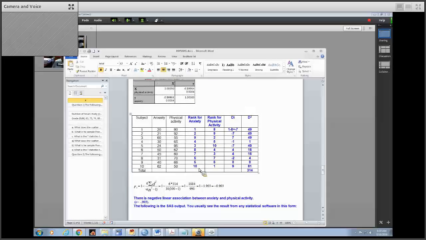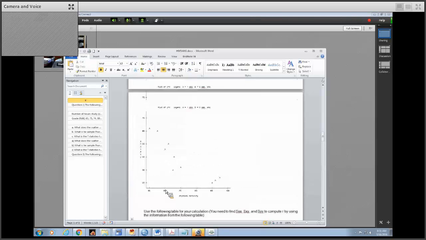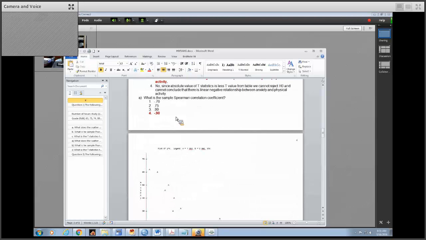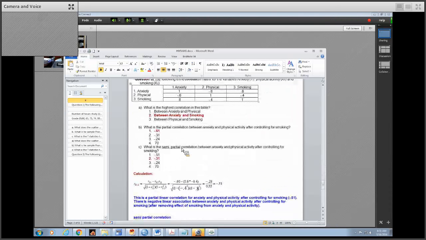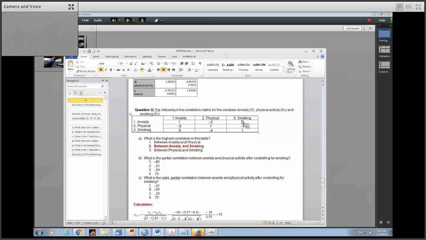Calculating the Spearman correlation, again, you rank the anxiety, you rank the physical activity, you take the difference, for example 8 minus 1, and then you square all those values and get your sum of squared d. Using this formula, you get negative 0.903, which is the negative 0.90, the correct answer. So that's question 2.